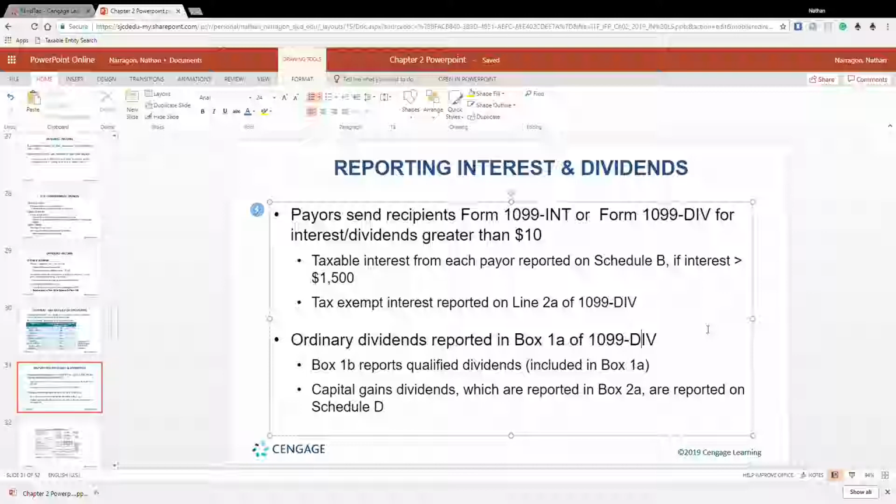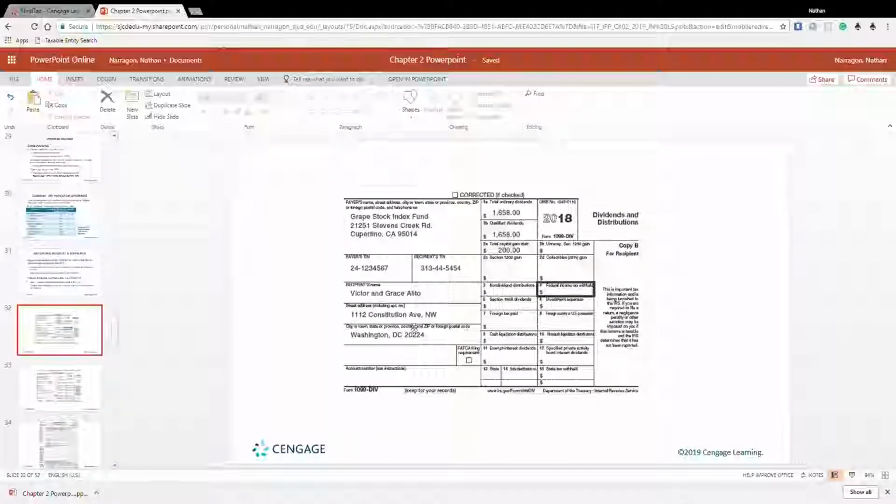So again, let's take an example. Here's our example of the dividend one. We have total ordinary dividends right here, 1,658, qualified, 1,658. So all my dividends are considered qualified dividends. And then of course we have total gains. Now we have a lot more items right here, which of course include the non-dividend distribution. We even have federal income tax withheld.